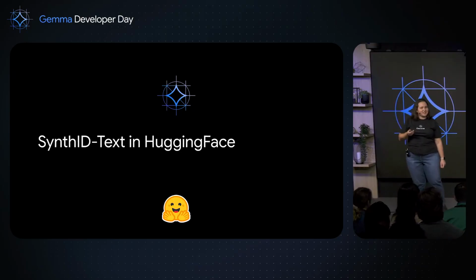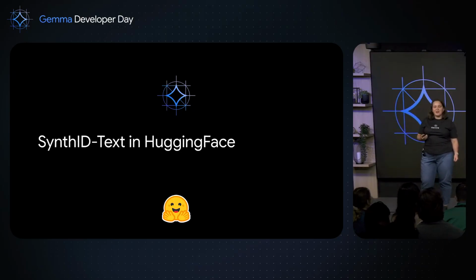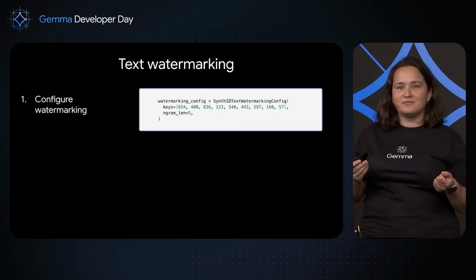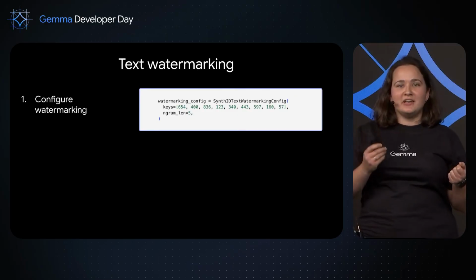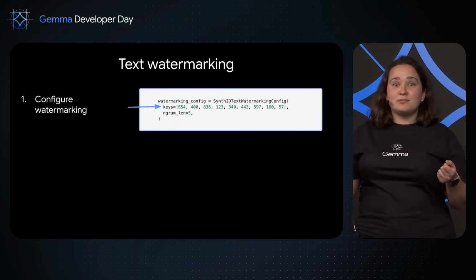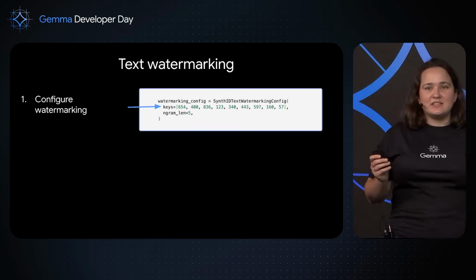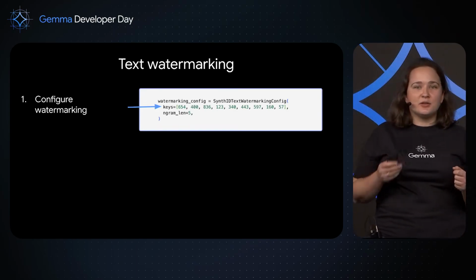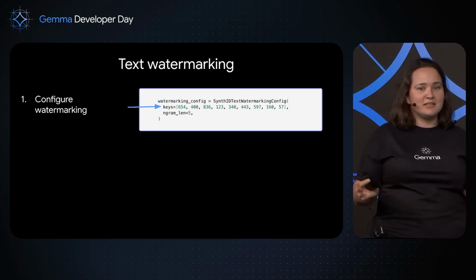In the final section, I would like to tell you how you can use SynthID text in HuggingFace and how easy it is to set up. You can start by configuring your watermarking method. In this part, it is really important to specify your own sequence of watermarking keys and keep them secret.